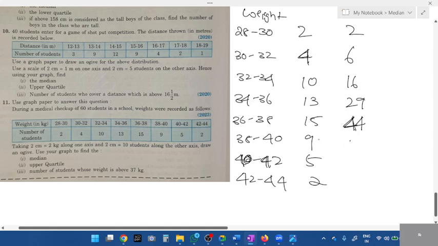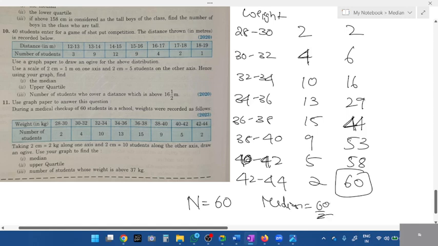Okay, tell me, 44 plus 9, 53. 53 plus 5. What is the n value, students? What is the n value here? 60. And how will you find the median? What is the median formula? So 30 is not the answer. 30 you have to plot, right? You need to plot. We'll do that later.